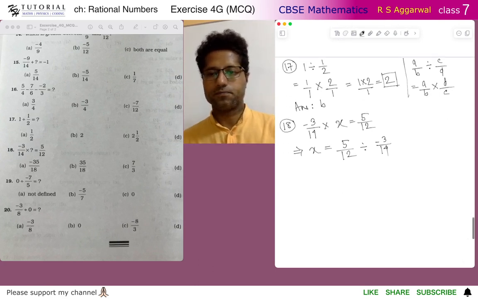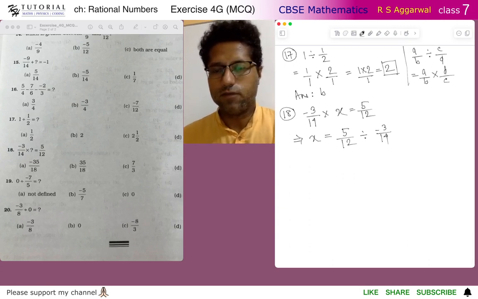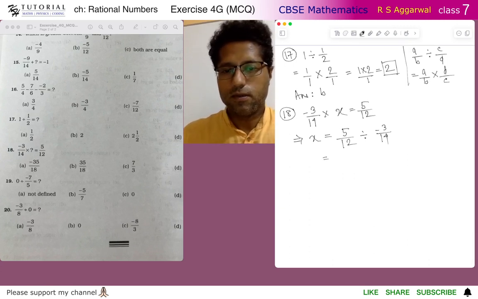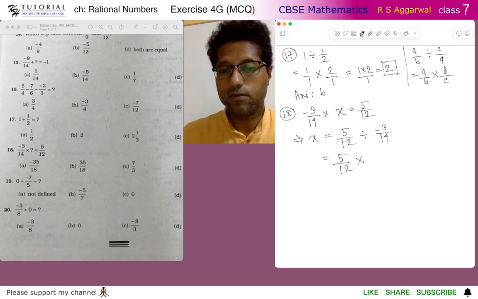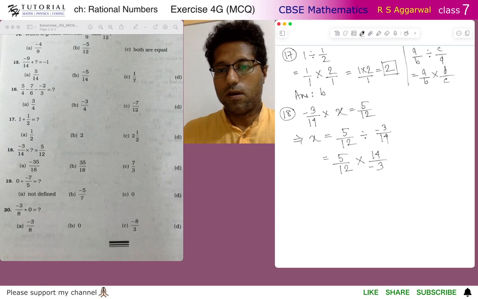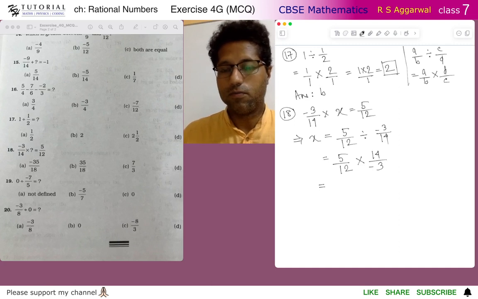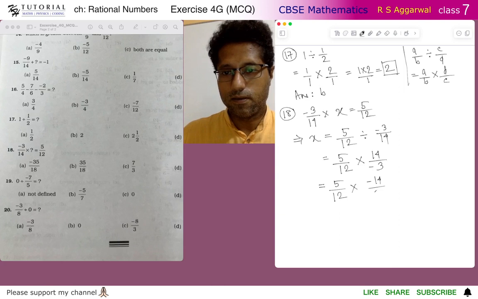X is this. So now we have to find the division of two rational numbers, and we know that this is 5 by 12 multiplied by the multiplicative inverse of minus 3 by 14, that is 14 by minus 3, and we now have to do the multiplication of two rational numbers, but the second rational number has a negative denominator. We have to first convert that to have a positive denominator, and that becomes minus 14 by 3.